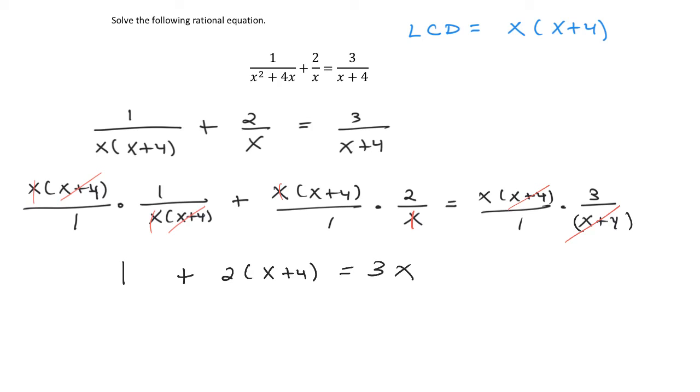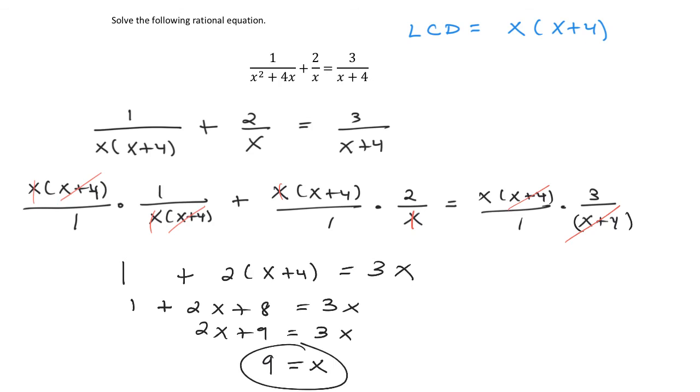By doing this process, I've changed a rational equation into a linear one. So let's solve it. If I combine terms on the left side, I get 2x plus 9 is equal to 3x. Subtracting 2x from both sides gives me 9 is equal to x, and this is my final answer.